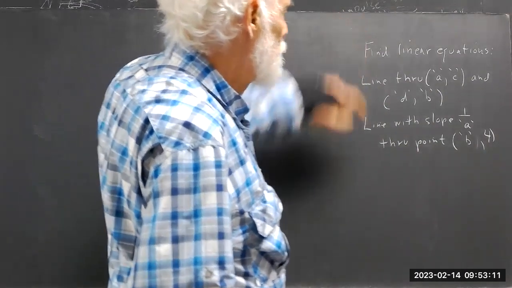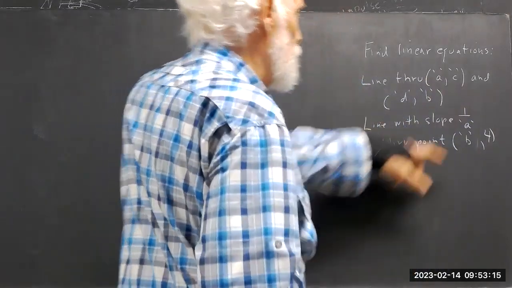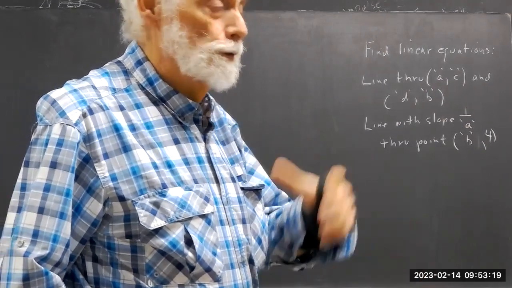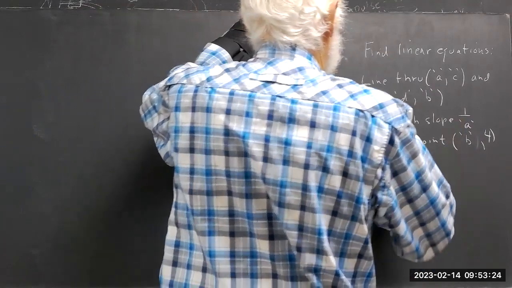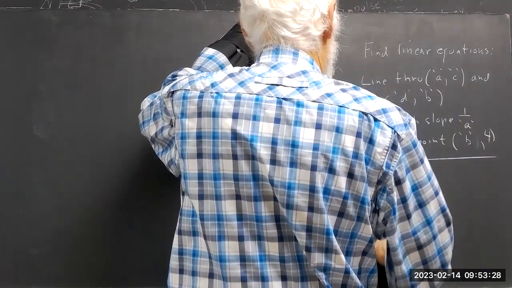Okay. Find a linear equation. There are two problems: a line through two points, and a line with a given slope through a point. Just a point-slope or two-point form. Okay, first of all, the first problem.